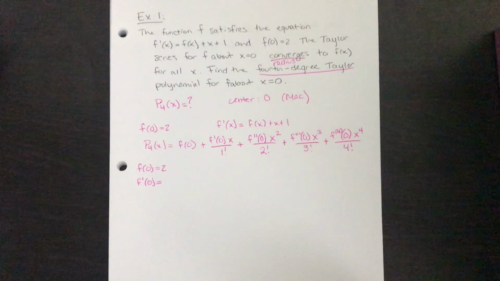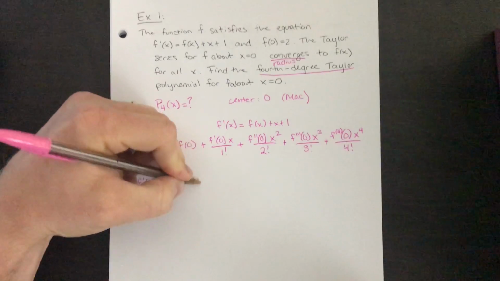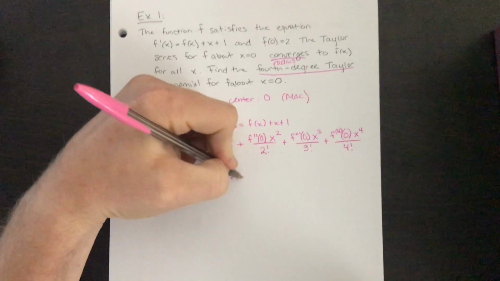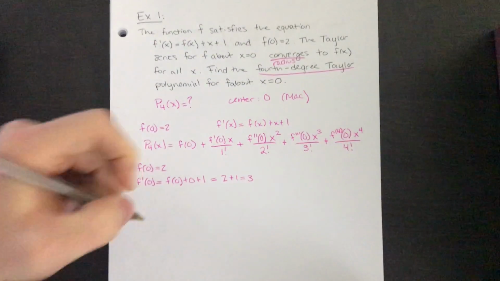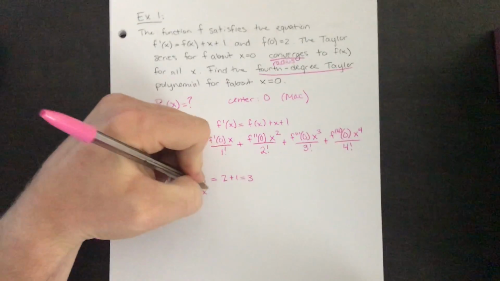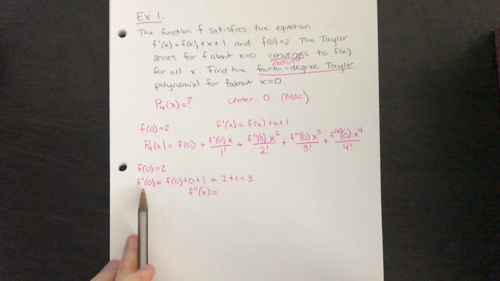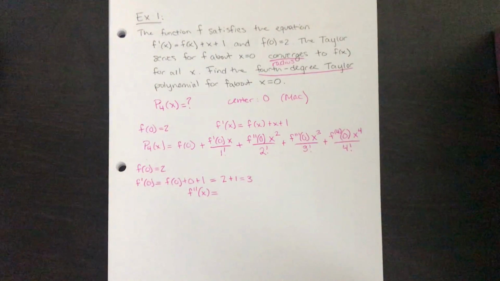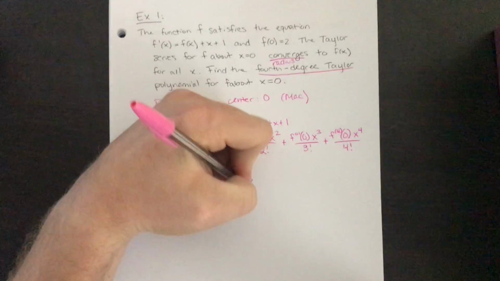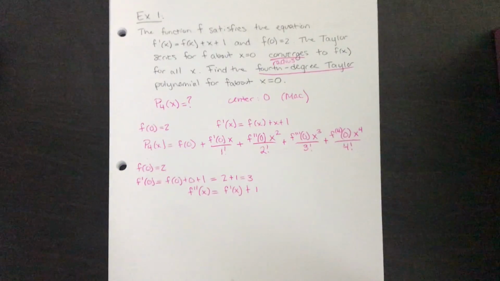F of 0 is 2. F prime of 0 is f of 0 plus 0 plus 1. F of 0 was 2 plus 1 is 3. As a little sub note, I'm going to do f double prime of x equals, so I'm going to take the derivative of the first derivative to get the second derivative, and we get f prime of x plus 1. That's all we do to get that derivative there.